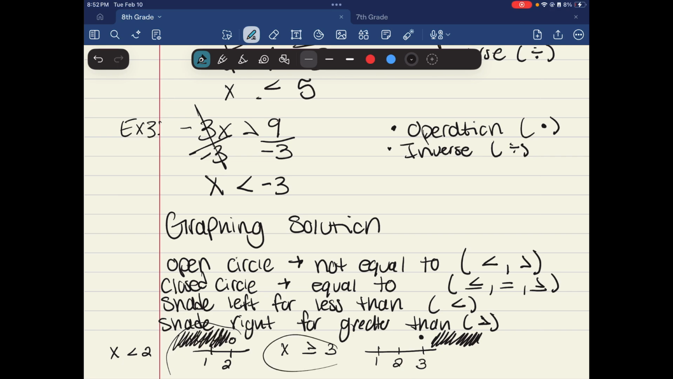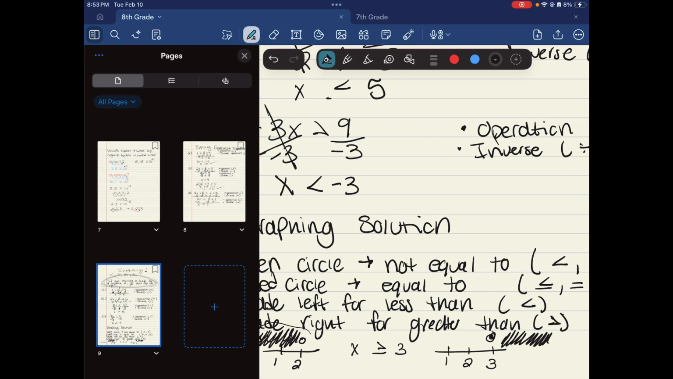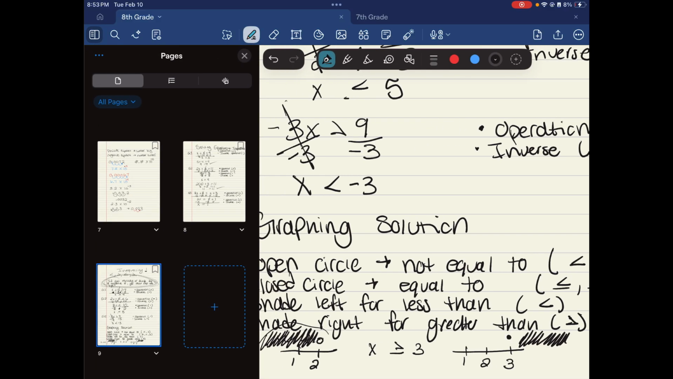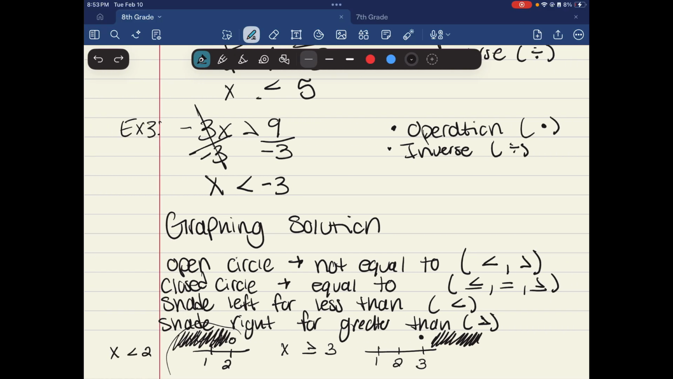Okay, moving on to this part. It says x is greater than or equal to 3. Keyword equal to. Does it have an equal to sign, or anything dealing with equal to? Yes, so it's going to be a closed circle. See how it's closed? A closed circle at 3. Now, it says shade right for greater than. Is our sign greater than? Yes, it is. So that's why we shaded right.